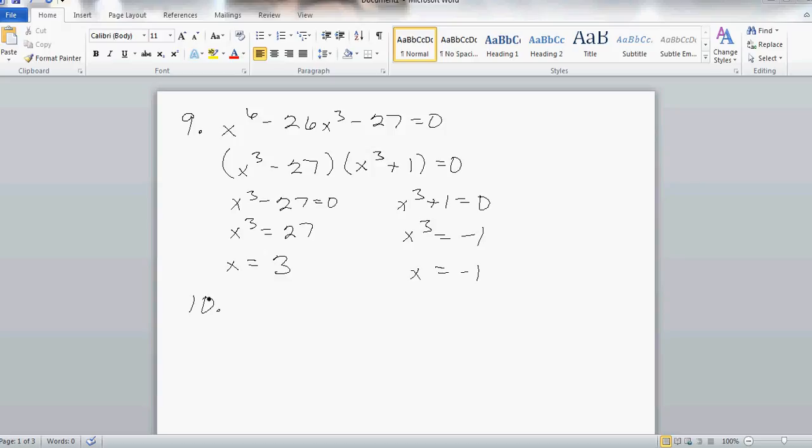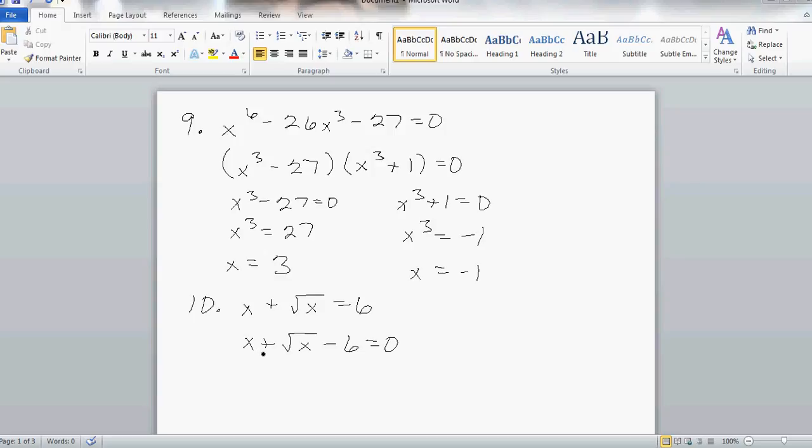Number 10 is very similar. x plus square root of x equals 6. First thing, I need to get everything to one side and set it equal to 0. So I get x plus the square root of x minus 6 equals 0. Now I look at this. This has an exponent of 1. If I would rewrite this using an exponent, this is x to the 1/2. So this has a power of 1/2 of this.